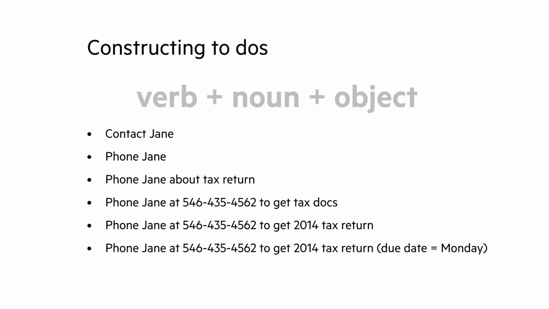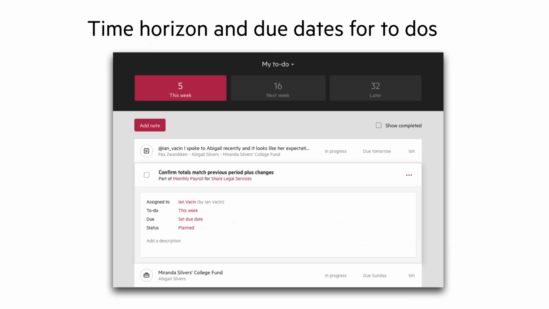So, time horizon and due dates for to-dos. I've thrown up here a screen from a tool, but you can imagine whatever product it's going to be. And again, it's not necessarily a good example of to-dos in terms of the granularity and specificity I've just talked about. But what I want to get across here is the time horizons by which you want tasks and to-dos.